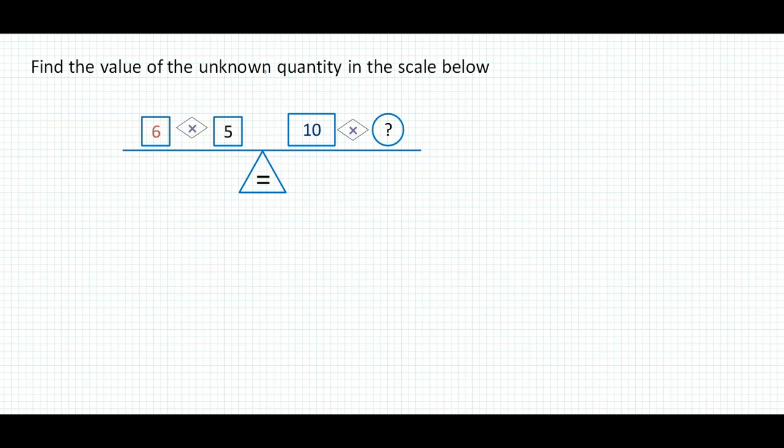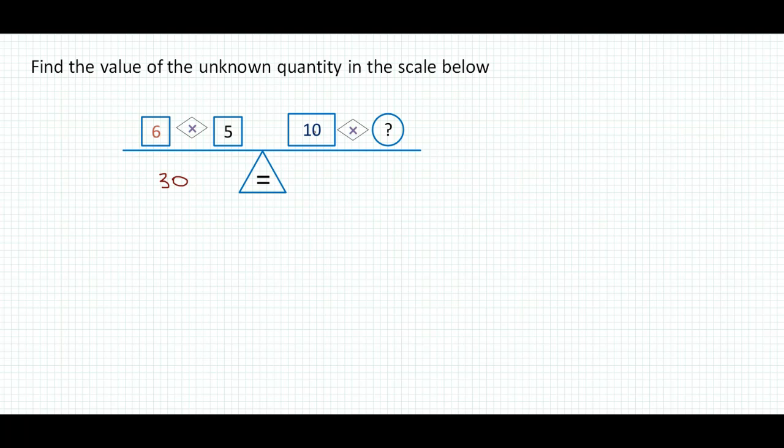Find the value of the unknown quantity in the scale below. So we have 5 objects that weigh 6 pounds each. So 6 multiplied by 5 is 30. So I have 5 objects that weigh 6 pounds each, or 6 objects that weigh 5 pounds each. It doesn't matter what direction you go.